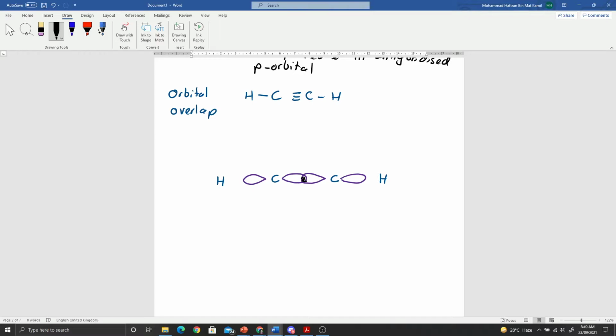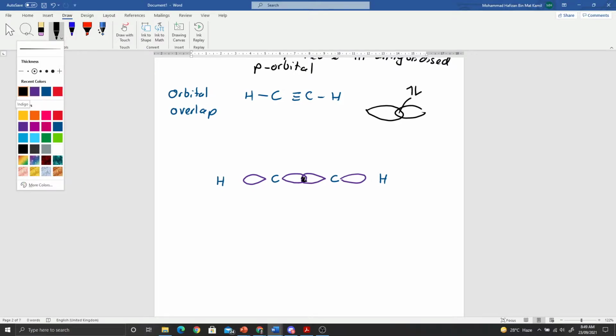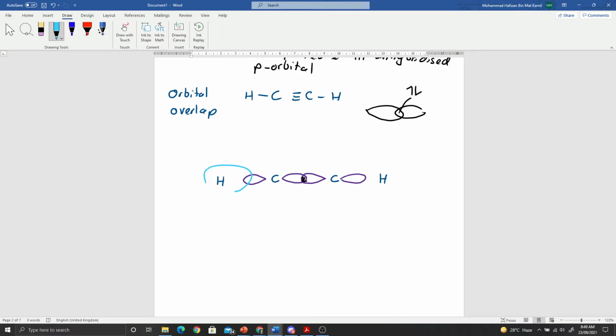Okay, if you can't see what I drew, at the overlap, right? Because I drew it small. At the overlap, I drew the shared electron. Okay, and then another shared electron is at the s orbital with H. H is an s orbital, right? The s orbital shape is round. So it is the same.